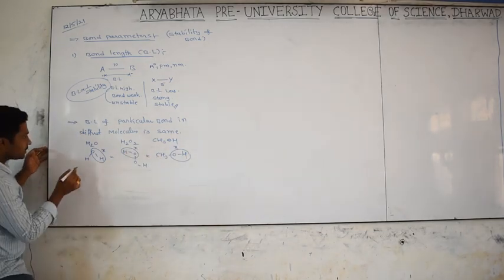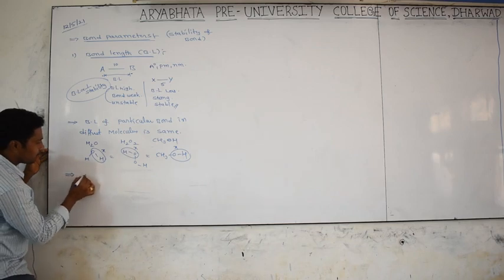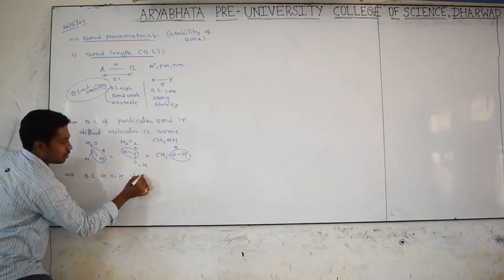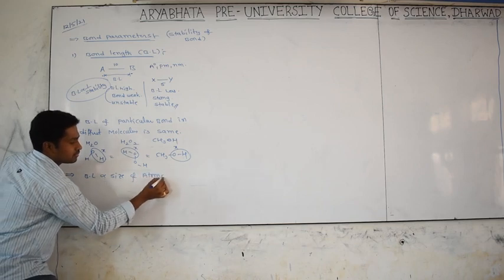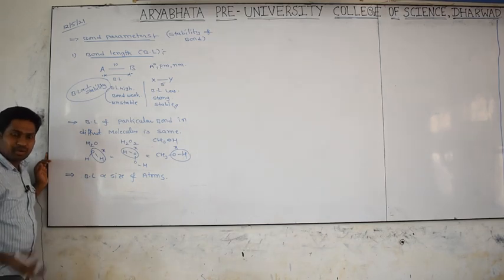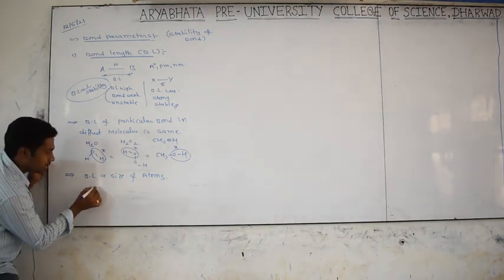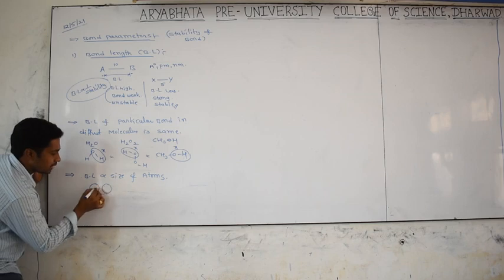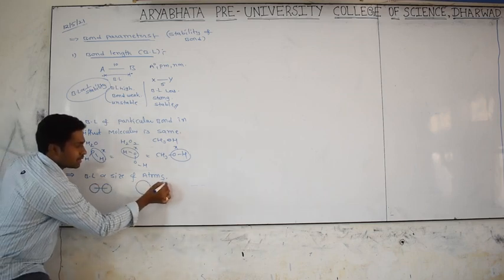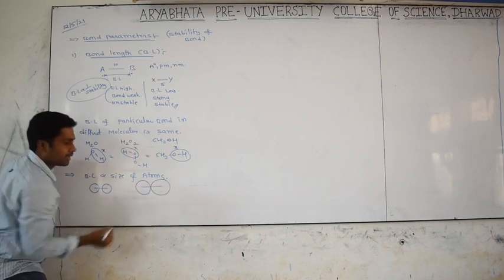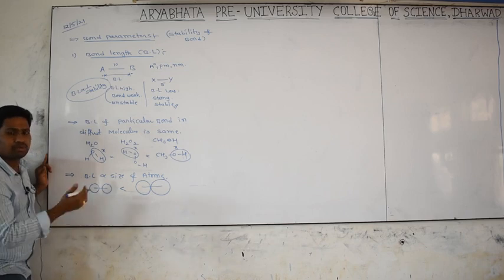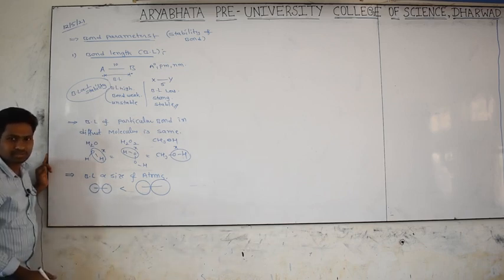Are you getting? Next, I want to tell you one more thing. Bond length is directly proportional to the size of the atoms. What is the meaning of this? If you take small sized particles held together, the gap is less. If you take big sized particles, the gap is more. Yes or no? Bond length is high here. So that's why we say bond length is directly proportional to the size of the particle.